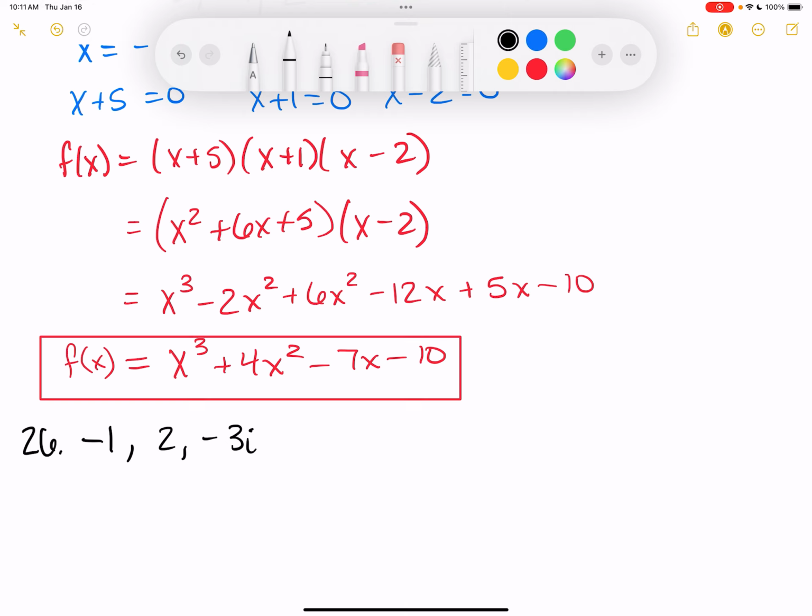Alright, so guess what? There was a theorem that you had in your notes. It was called the complex conjugates theorem. If f is a polynomial function with real coefficients and a plus bi is an imaginary zero of f, then a minus bi is also a zero of f. So if negative 3i is a 0, positive 3i is also a 0.